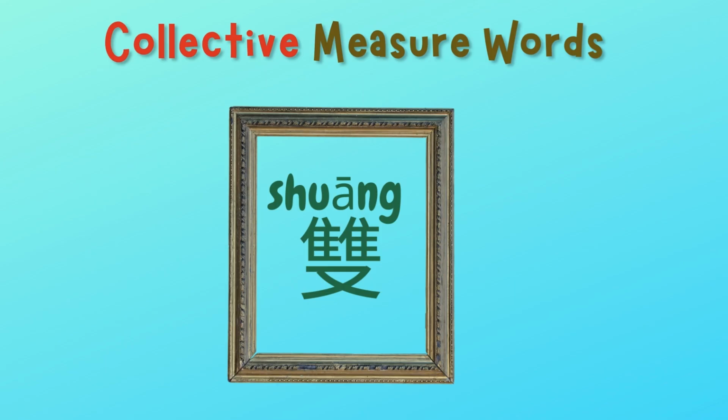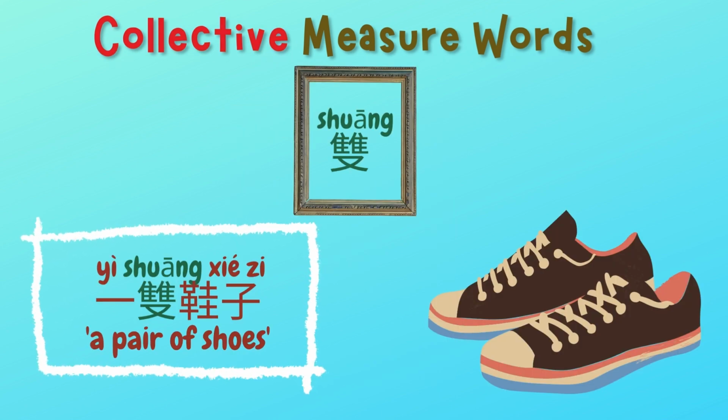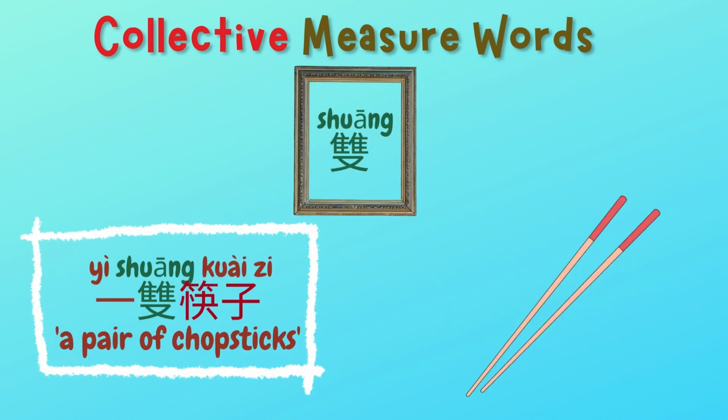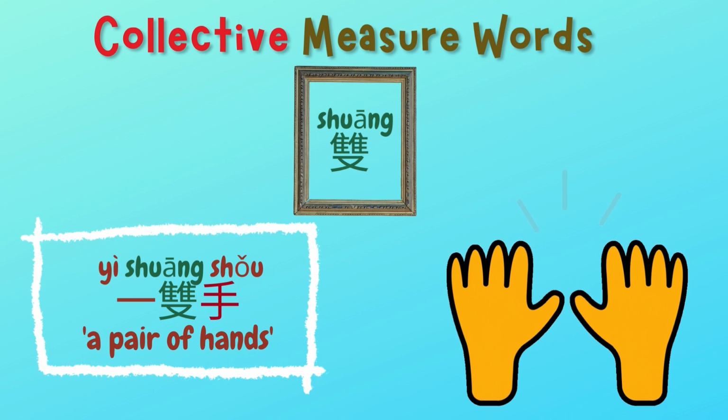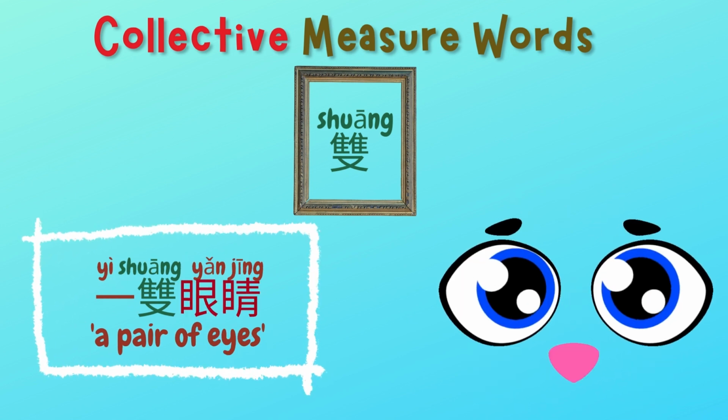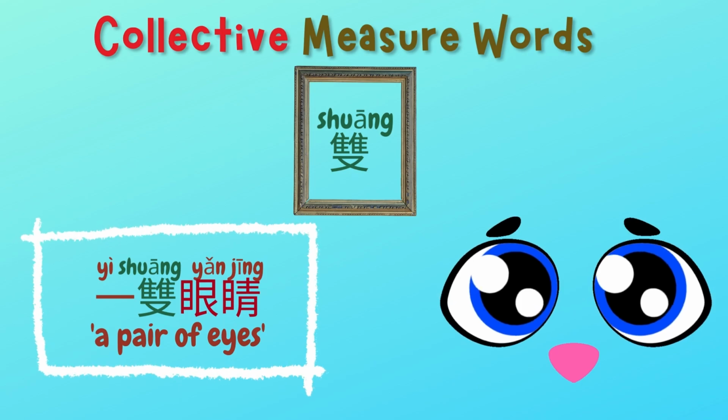The collective measure word 双 is commonly used to describe a pair of things or people, similar to how the English word pair is used. 双 can be used to describe a wide range of things, such as shoes, gloves, chopsticks, eyes, ears, and hands. 一双鞋子, a pair of shoes. 一双筷子, a pair of chopsticks. 一双手, a pair of hands. 一双眼睛, a pair of eyes.